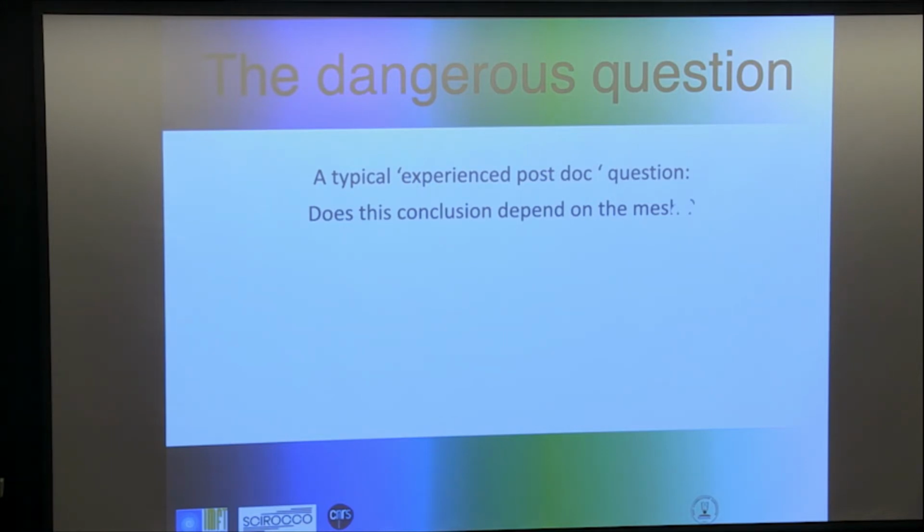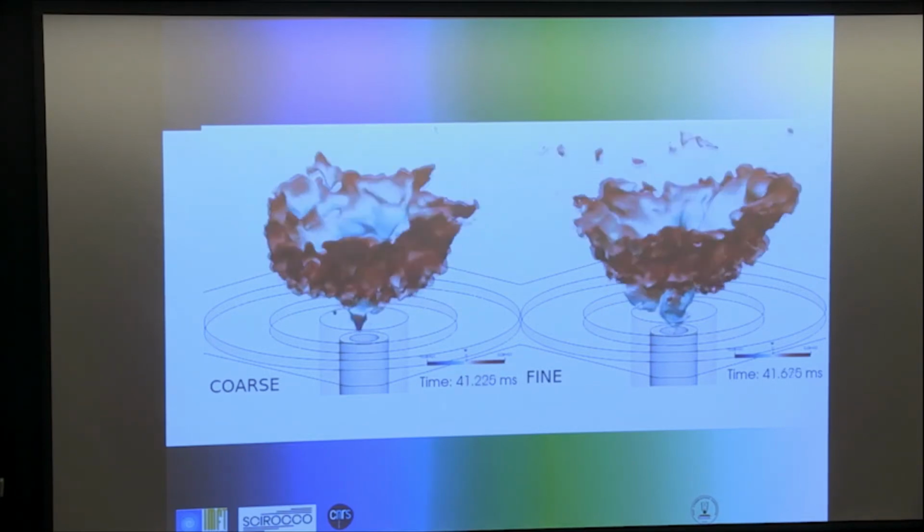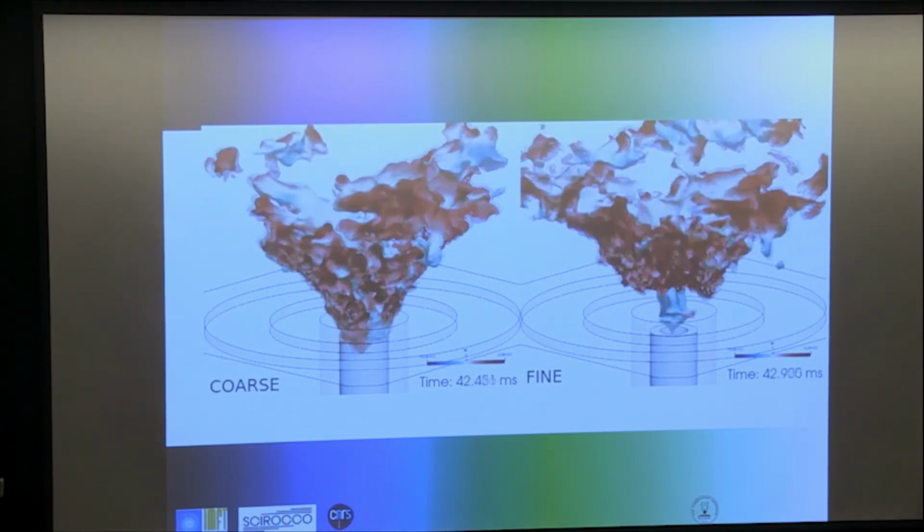So I'm going to show you now the thing we didn't show to them. It's just, well, we mentioned it. I'm going to show you the same computation with a finer mesh. So here you get the coarse mesh on the left and a finer mesh on the right. And you see that you have reattachment on the coarse mesh, but not on the fine mesh.